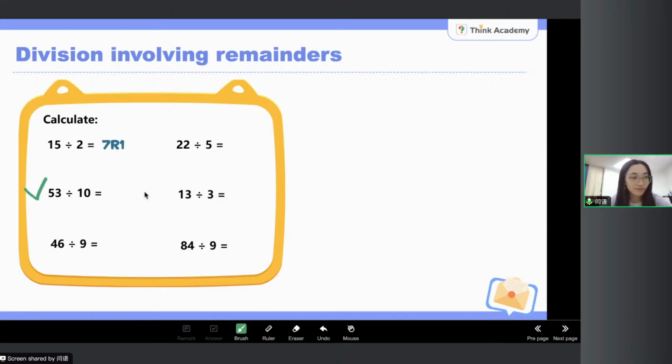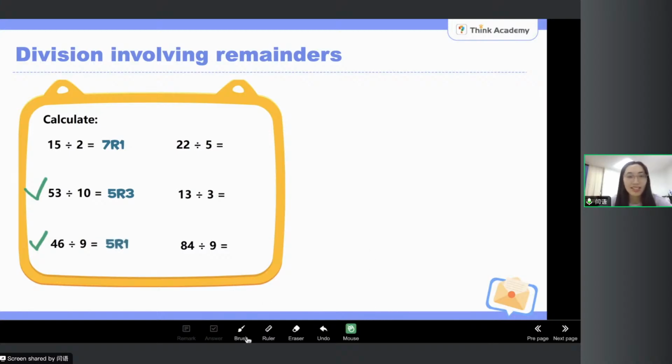What is your answer? Well done. Okay, very easy for you. 5, remainder 3, right? Okay, and then what about the next one? 46 divided by 9. What is the answer? 46 divided by 9.